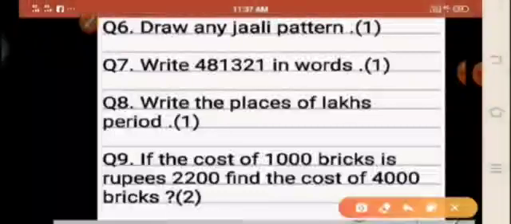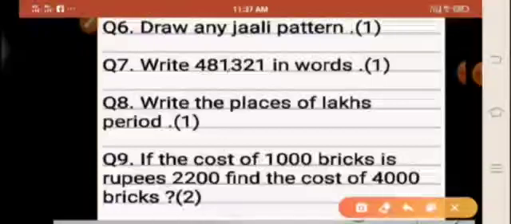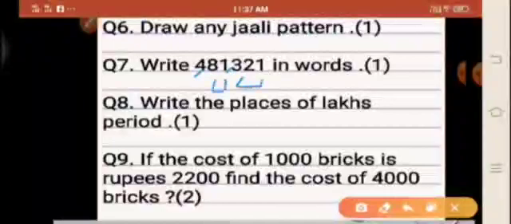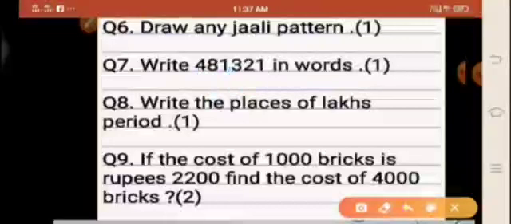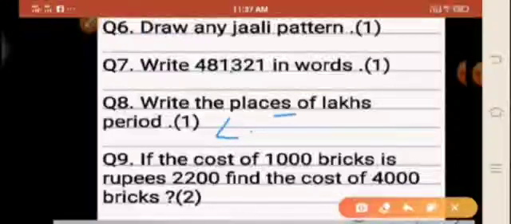Next was, write in words. Children, I told you when we have to write in words, we write on the top ones, tens, 100, 1000, 10,000 and lakhs, and then make the groups. Ones, tens, 100 come in the ones period, 1000, 10,000 in the thousands period, and the next is the lakhs period. So our answer is 4,81,321. Next question was, write the places of lakhs period. This is 1 lakh, 10 lakhs.